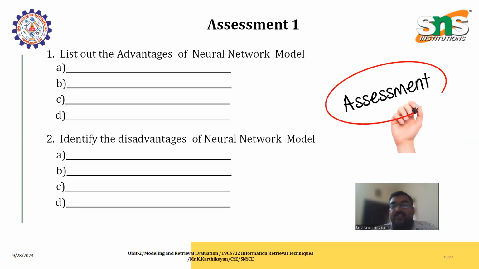This is the assessment. List out the advantages of neural network models and identify the disadvantages of neural network models, if any one of you.